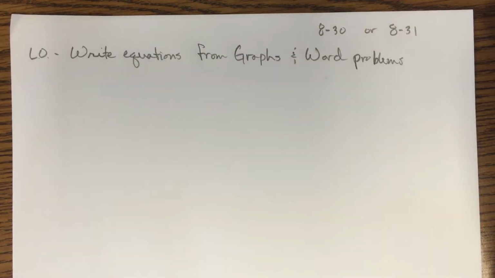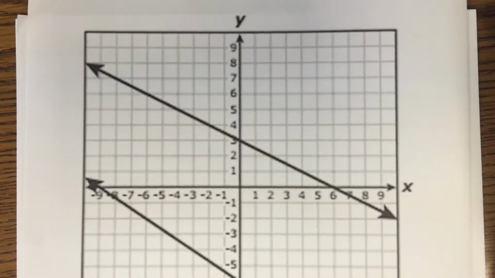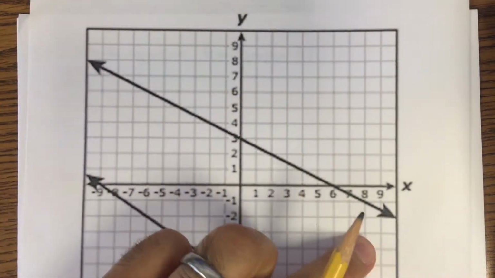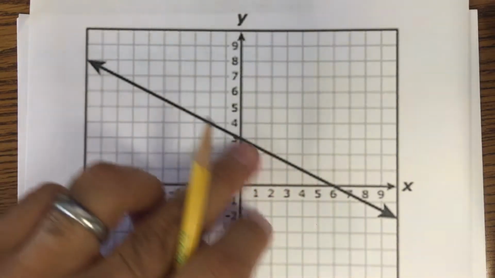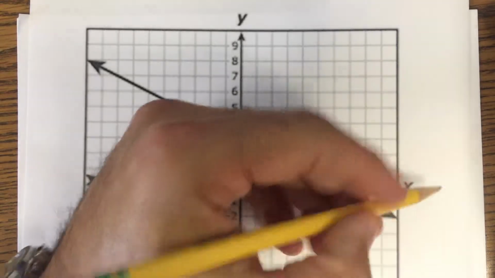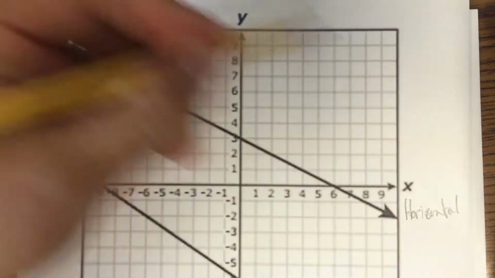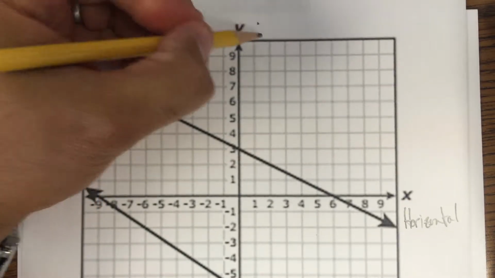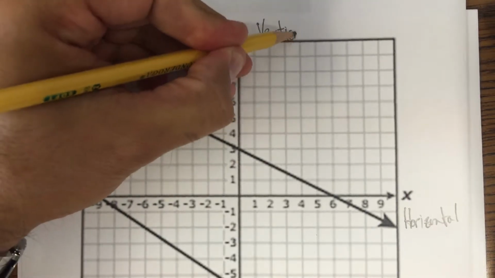Let's start with graphs. Let's just look at an example real quick, and let me just refresh your memory. So let's take this line right here. What we want to do is identify some key features. We want to know what we're talking about. We want to make sure that the x-axis is horizontal and the y-axis is vertical. Just want to make sure we're looking at our graph correctly.